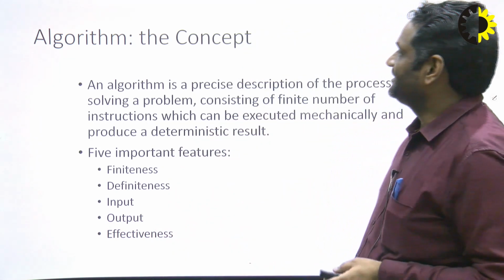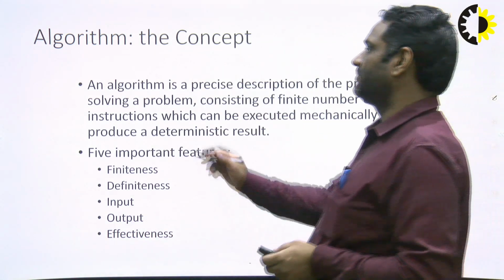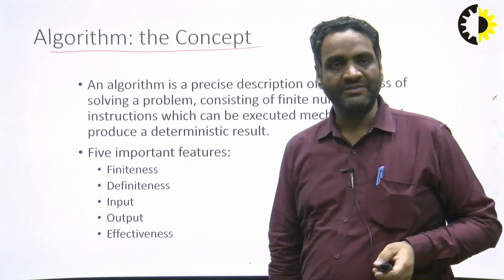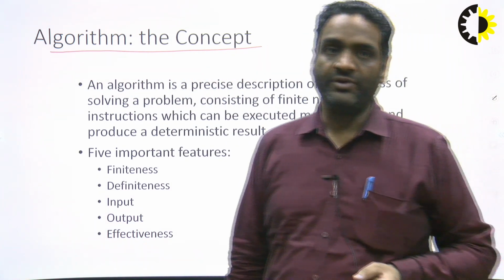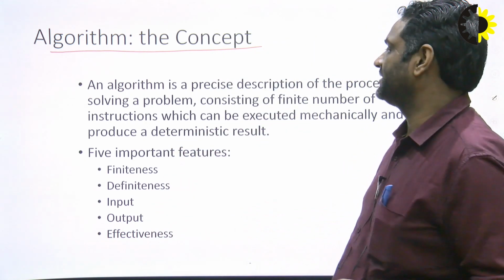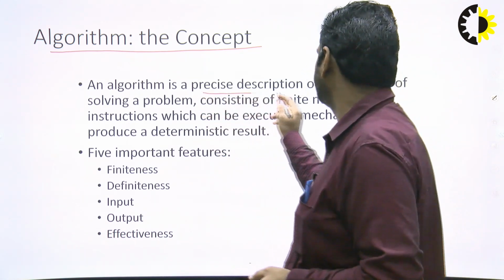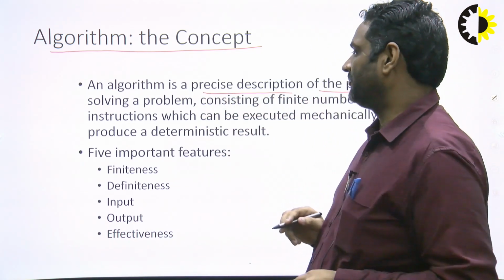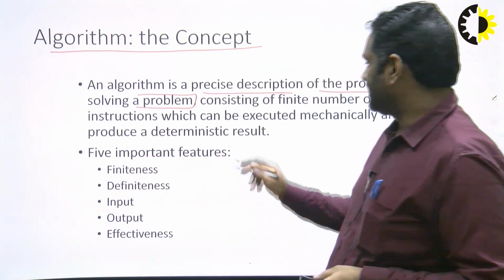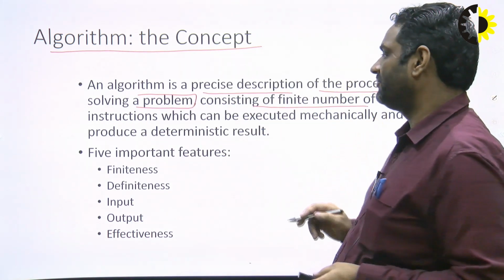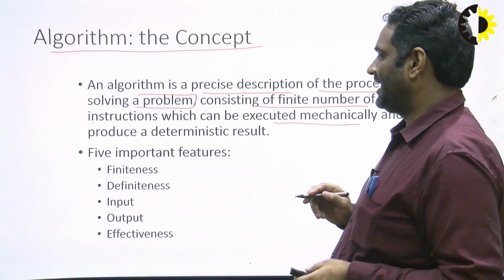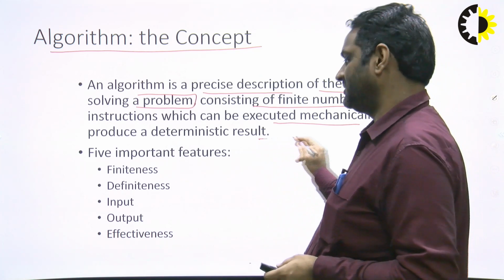So, in the starting, we are discussing what an algorithm is. As a concept, it is a very common thing for doing any task we are assigned. As a definition, an algorithm is a precise description of the process of solving a given problem, consisting of a finite number of instructions which can be executed mechanically and produce a deterministic result.